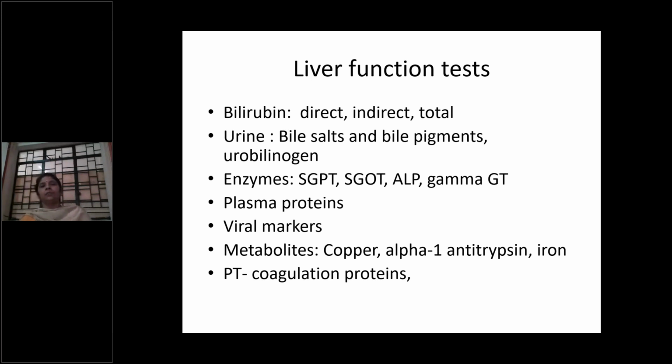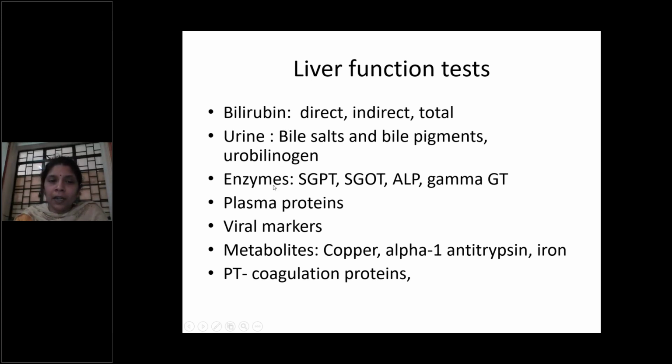Its main function is conjugation of bilirubin, so bilirubin production and conjugation. Estimation of bilirubin will give you an indication of liver functions. So direct bilirubin, indirect bilirubin, where direct is conjugated bilirubin and indirect is unconjugated bilirubin, and total bilirubin levels. They're usually less than 1.5 to 2. Urine bile salts, bile pigments, and urobilinogen can also be done.